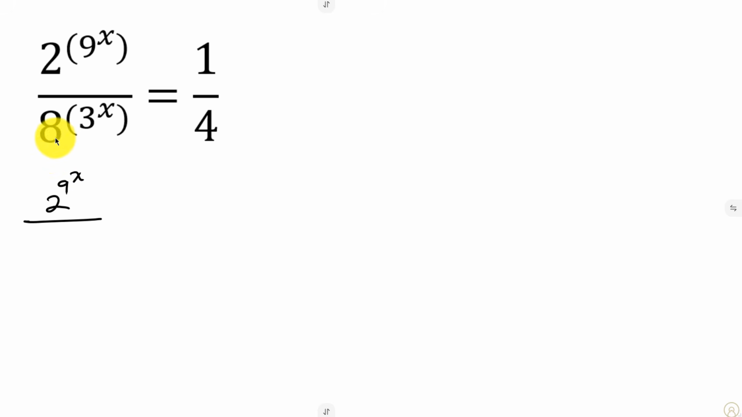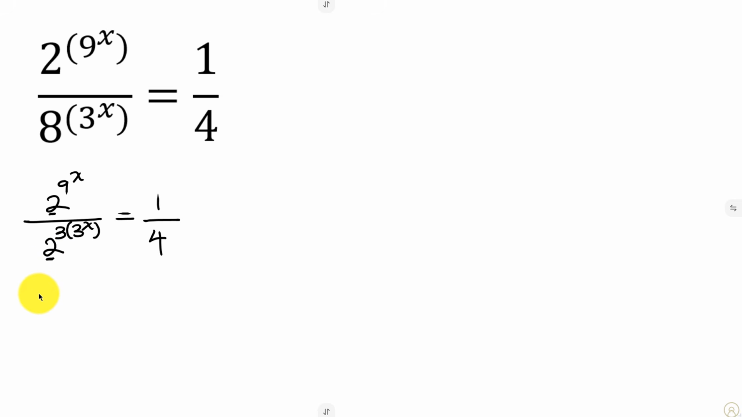all over. Now on the denominator we have 8. 8 can also be written as 2 to the power of 3. And it has a power of 3 to the power of x. Good. And this is equal to 1 all over 4. Now notice that the bases on the numerator and on the denominators are the same.